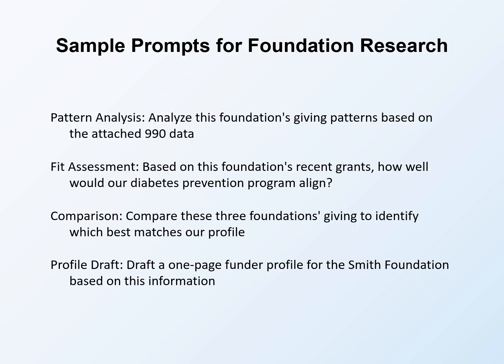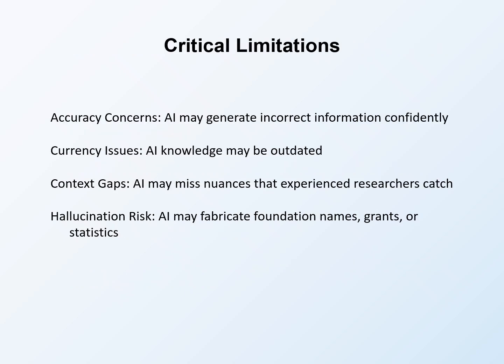Profile draft prompts like: "Based on the attached 990 and the information from their website, draft a one-page funder profile for the Smith Foundation, including giving priorities, typical grant sizes, geographic focus, and application process." Ask AI to create drafts you can edit. Critical limitations require careful attention when using AI for prospect research.